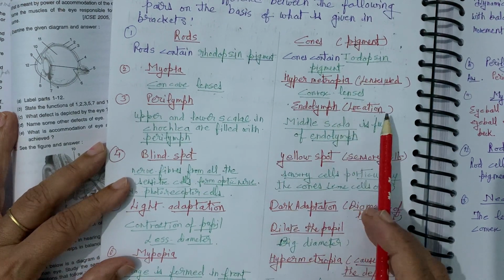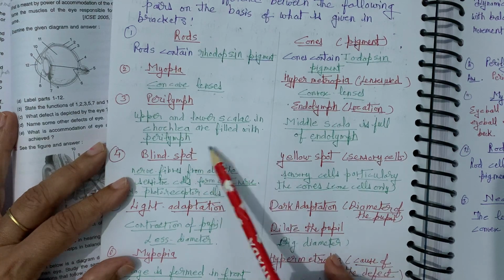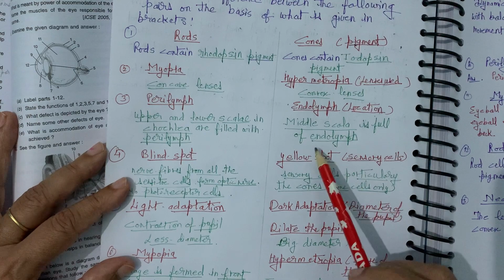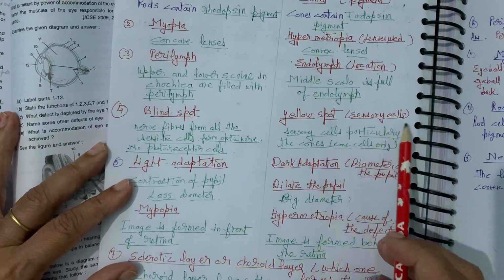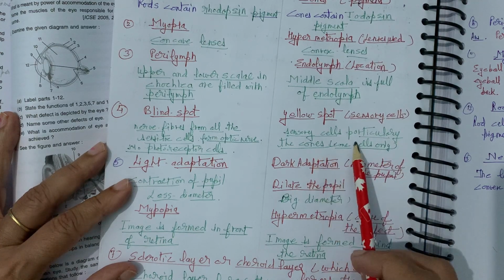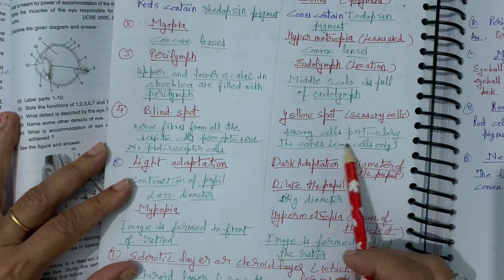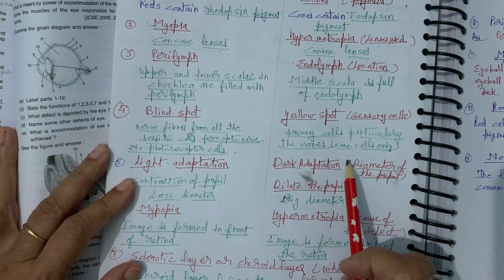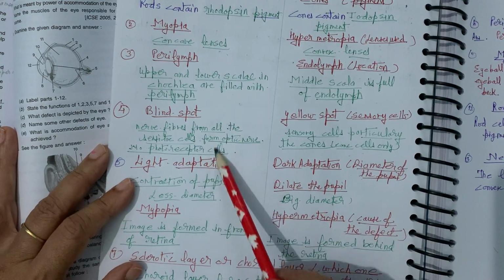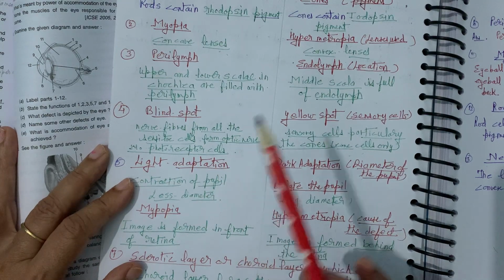Perilymph and endolymph, location: the upper and lower scalae in the cochlea are filled with perilymph, and the middle scala is full of endolymph. Blind spot and yellow spot, sensory cells: at the yellow spot, cone cells only are present in large numbers, and highly magnified images form there. At the blind spot, no images form, because nerve fibers from all the sensory cells form the optic nerve, so no photoreceptor cells are there.